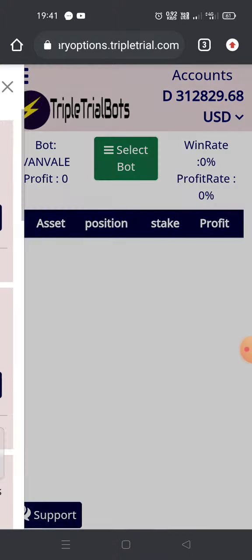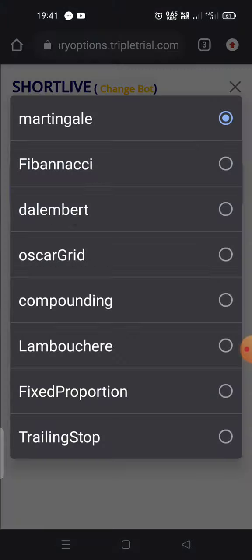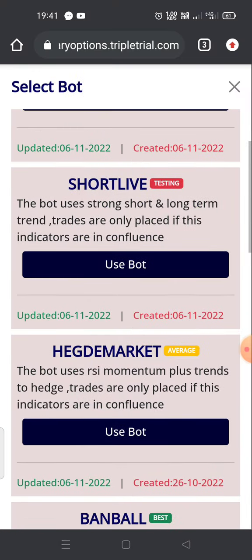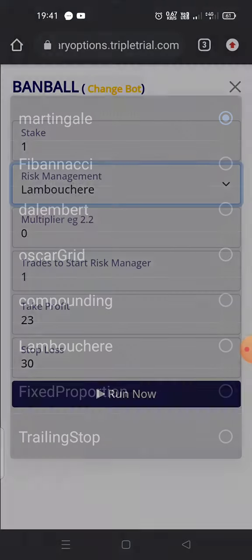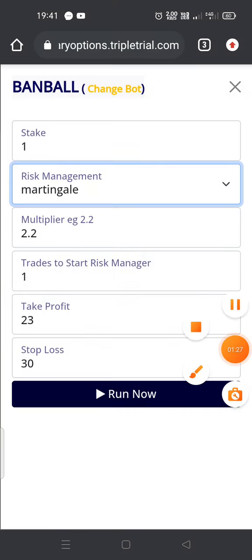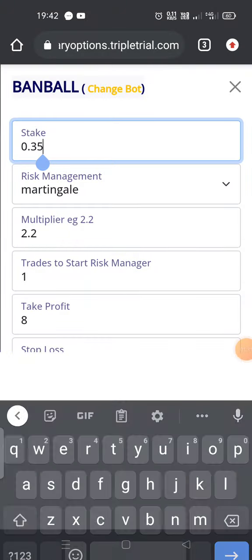Let me select another one so that the explanation can be better. Okay, say we are trading with around $1.